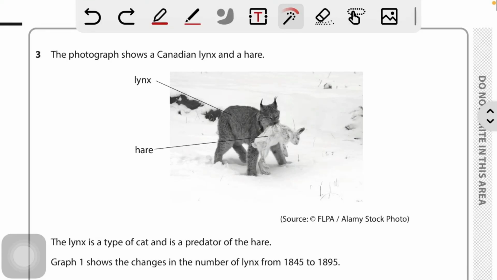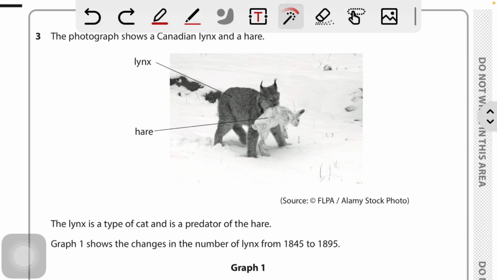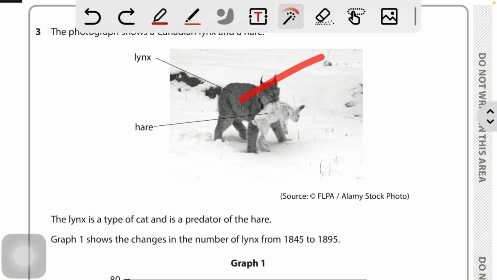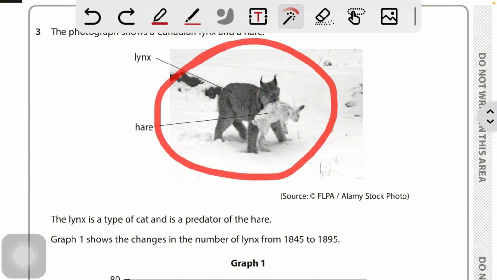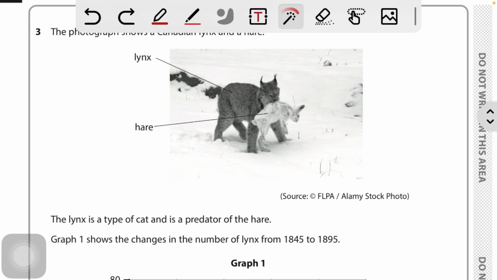This is question number 3 of Unit 4, January 2024. The photograph shows a Canadian lynx and a hare. This is the lynx and this is the hare. So from this picture we can see that the lynx is a predator and the hare is its food. Okay, so let's move on to question C.